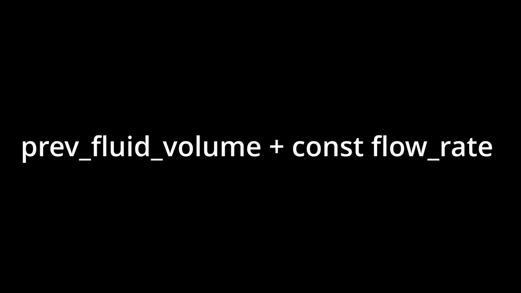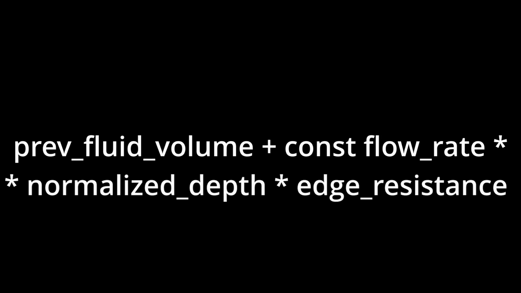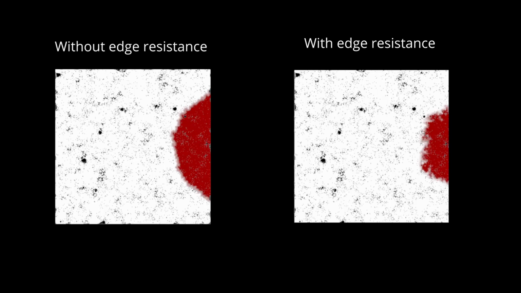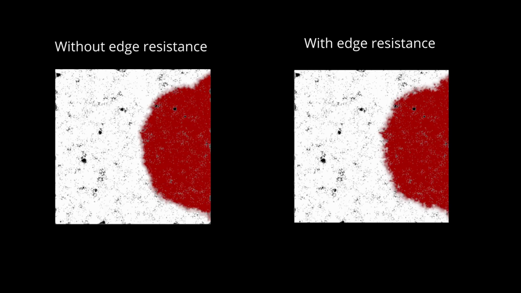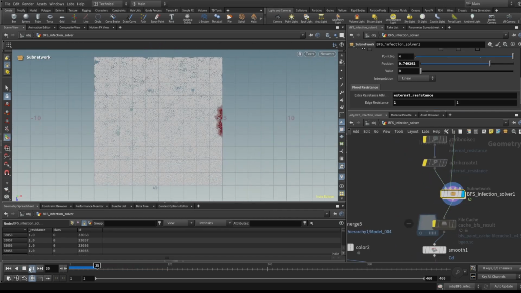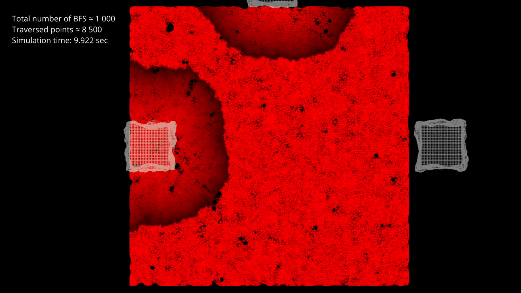The neighbor point's previous fluid volume plus a constant global flow rate multiplied by normalized depth, or normalized suffering, multiplied by edge resistance and multiplied by external resistance. Most of these values are just normalized floats. The two interesting things are edge resistance and external resistance. Edge resistance is a random float on each edge to break up the evenness of the spreading, while external resistance, on the other hand, is a user-defined attribute which the artist can use to have better control over the fluid movements. There's not too much to talk about in this section.